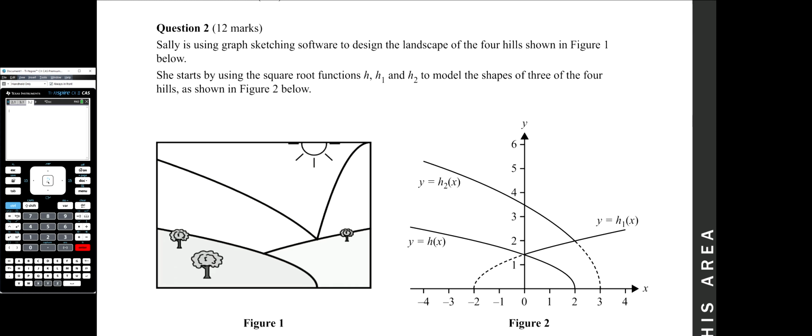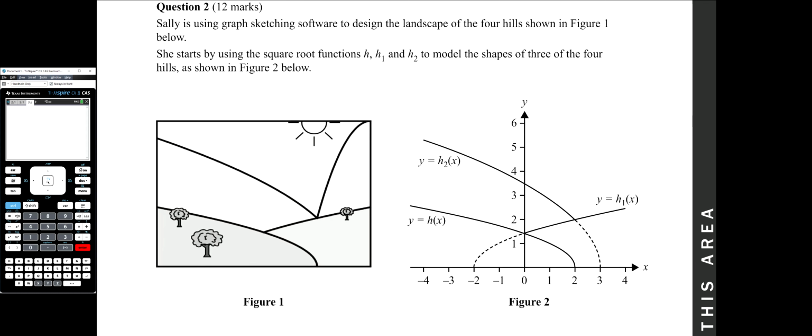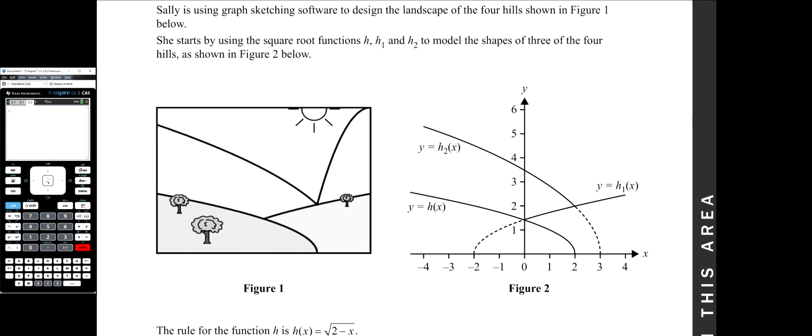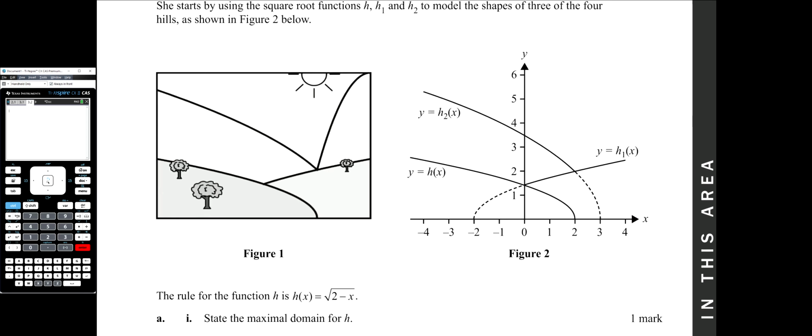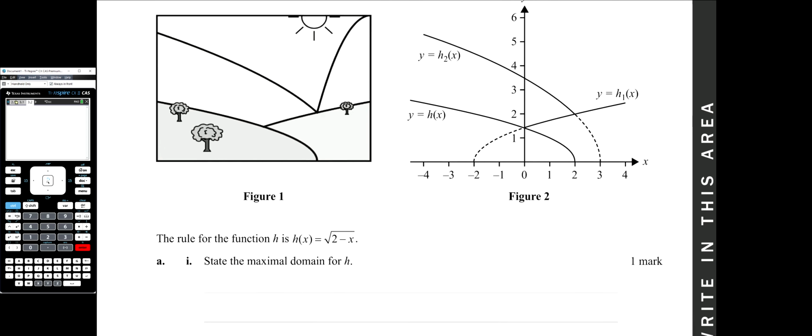Sally is using graph sketching software to design the landscape of the 4 hills shown in figure 1 below. She starts by using the square root functions h, h1, and h2 to model the shapes of 3 of the 4 hills as shown in figure 2 below. We are told that h of x is root 2 minus x. So h of x is defined as root 2 minus x, enter, and there we have it. Let me just highlight that for you. That's h of x taken care of.